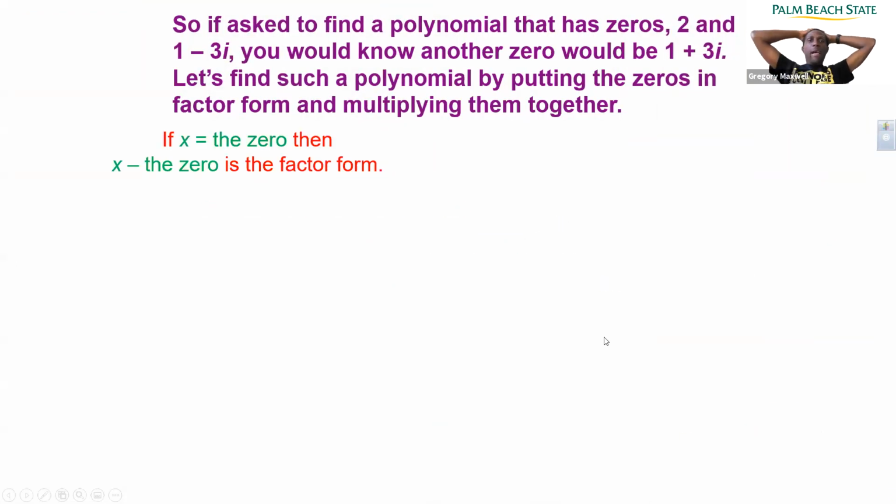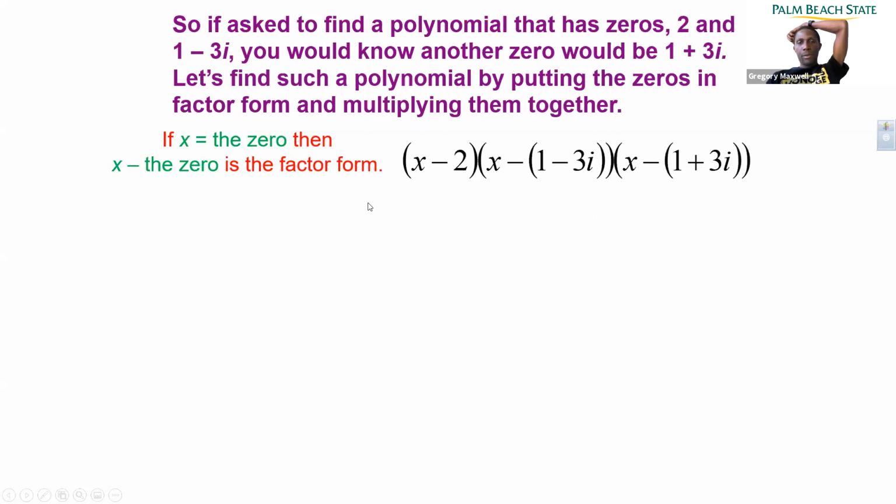So, if asked to find a polynomial that has zeros 2 and 1 minus 3i, then you know that 1 plus 3i must also be a root. So how do we find that? Well, if x equals the root, then x minus the root is a factor. So that means x minus 2 is a factor, and x minus 1 minus 3i is a factor, and x minus 1 plus 3i is a factor.